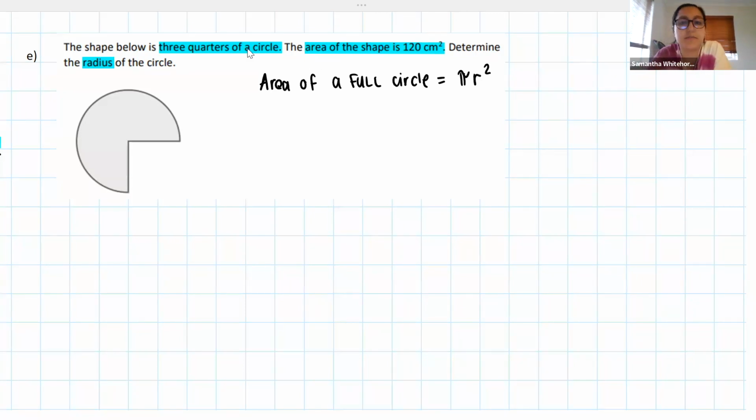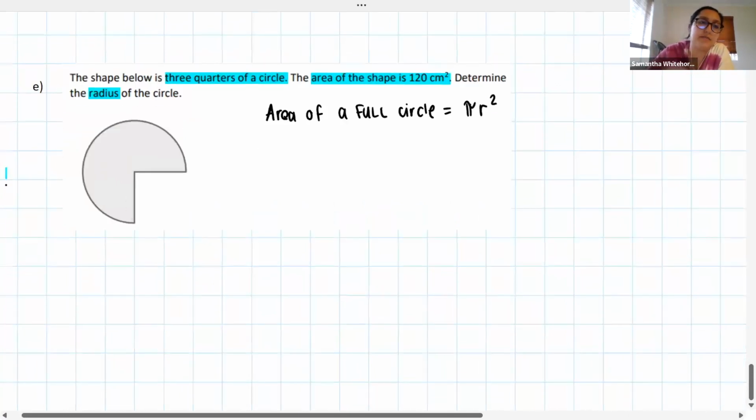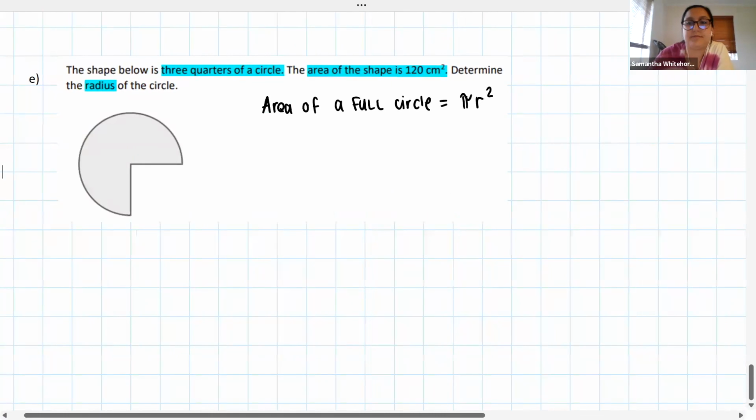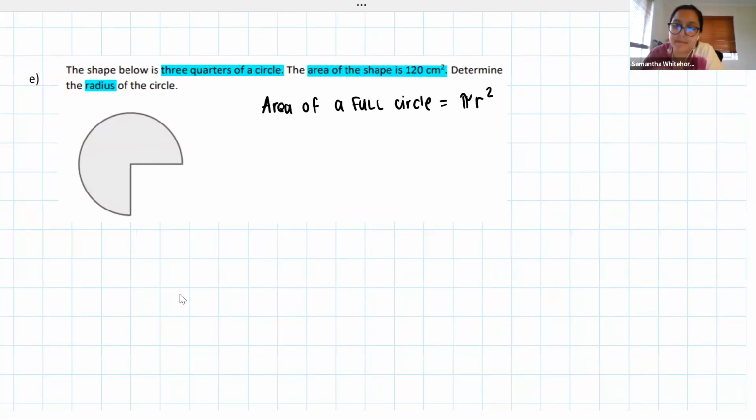Give you 2 or 3 more minutes. Haven't seen any answers yet. It is a harder question again, so if you're struggling, that's again okay. And again, guys, remember this is 3/4 of a circle.